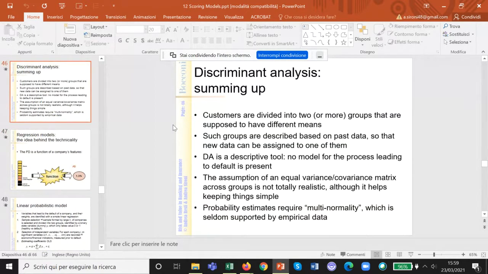I just stopped 1 minute to understand whether there is any doubt or request of clarification as far as DA is concerned.